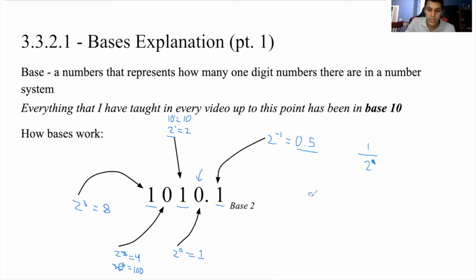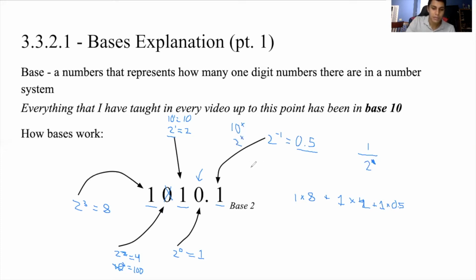So in base 2, this number represents 1 times 8 plus 1 times 4, sorry, no, not 1 times 4, because we have a 0 in the 4's place. Sorry, 1 times 2 plus 1 times 0.5. And this is what changes from base to base, how the values of the place values are calculated, right? In base 10, the place values were calculated by 10 to the power of something. In base 2, they're calculated as 2 to the power of something.